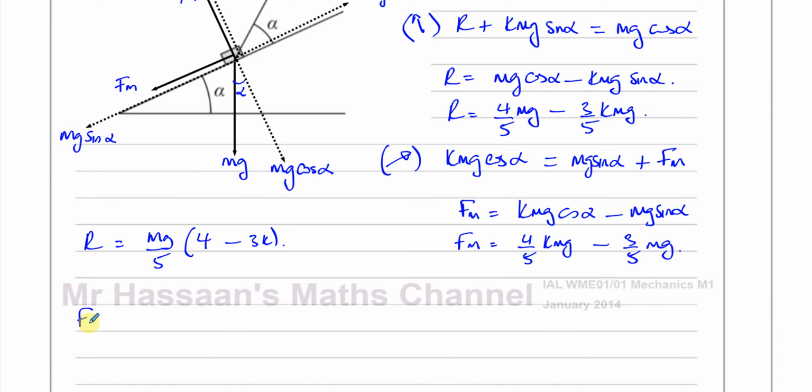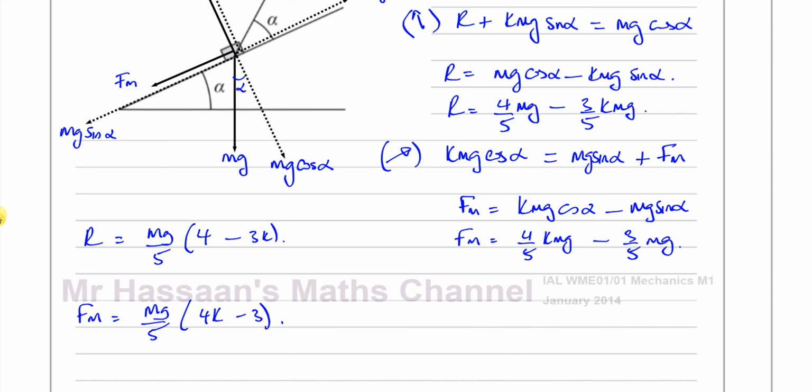And we can say F max, if I take out the common factor, I want to simplify this a bit. I've got, again, mg over 5 is common. So I have mg over 5 is common. And here I'm going to have 4k minus 3.